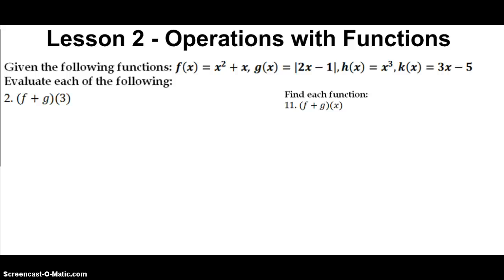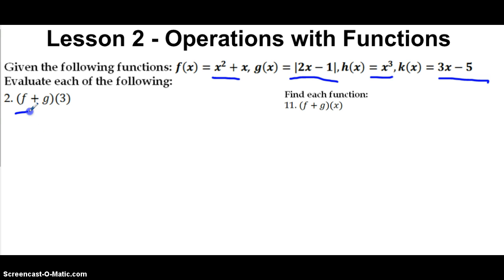All right, for our second lesson, this is operations with functions, nothing too crazy going on here. What you just have to do is understand the notation, okay? What you have here is 4 different functions, f, g, h, and k, and they all are defined by different operations, okay? Whenever I have the f of x, it's x squared plus x. Whenever I have the g of x, I have 2x minus 1 in absolute value, and so on. So how do I do these guys?